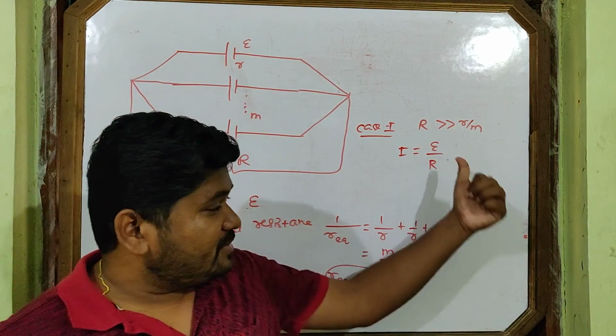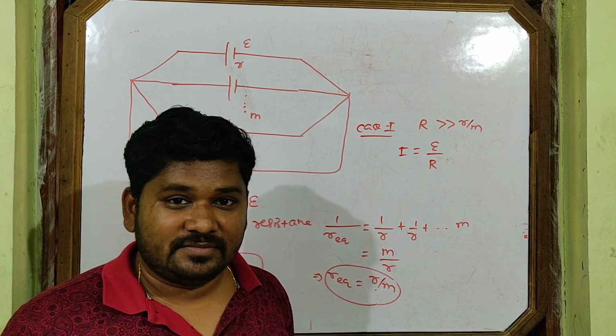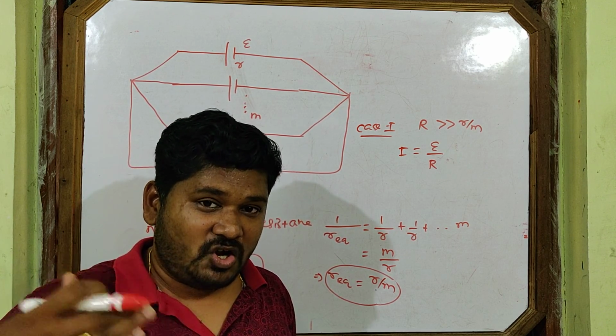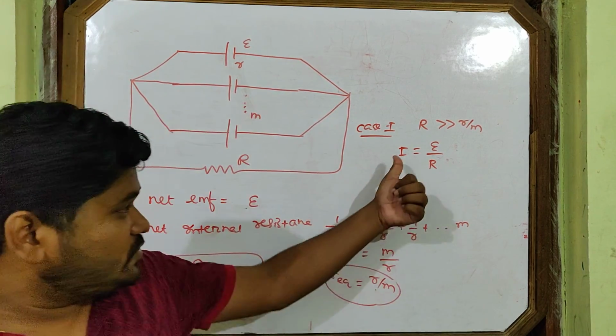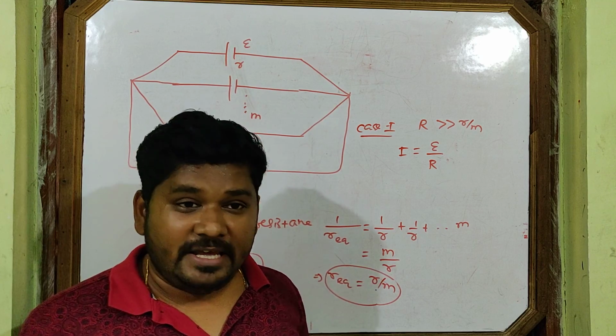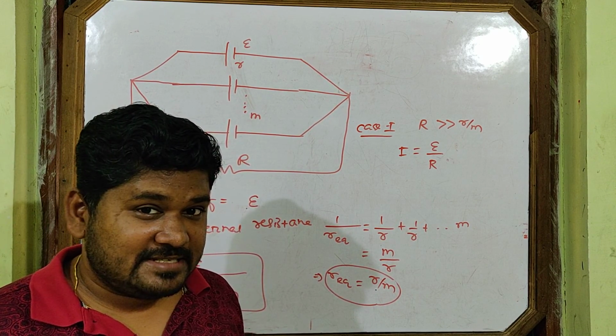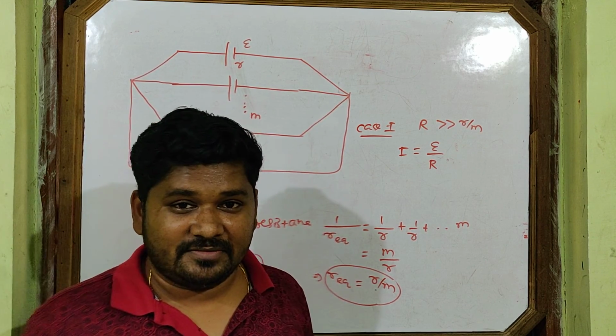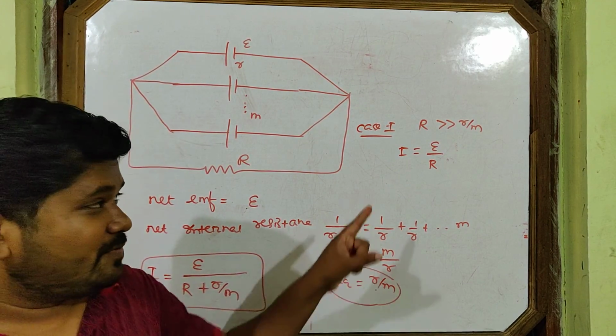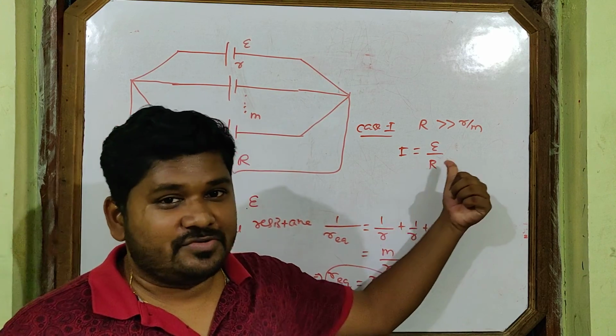Does the current depend on the number of cells? No. You may connect 10, 100, infinite cells, there is no change in current if external resistance is large. When external resistance is large, series combination is useful. I have already told you. So parallel combination is not useful, as you also saw here.